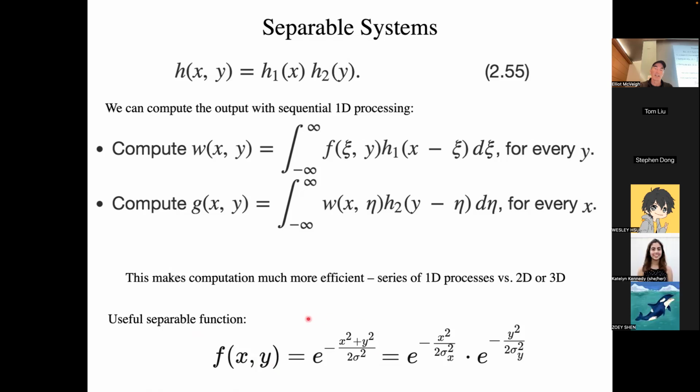And so here's an example of a very useful separable function. This function here is a Gaussian blob. It's got a peak in the middle and it rolls off differently in X and Y, but it's a blob and it is completely separable. So it's a very useful function.